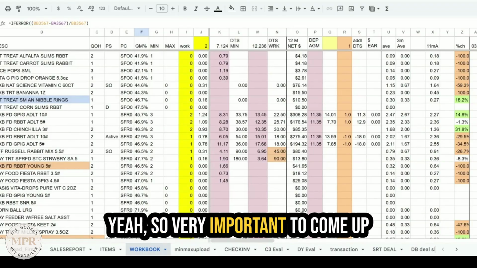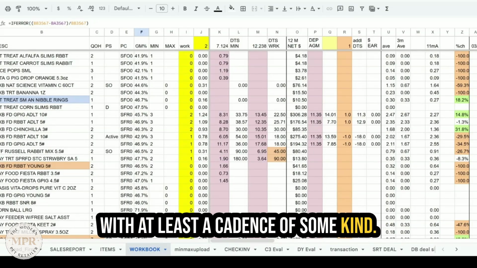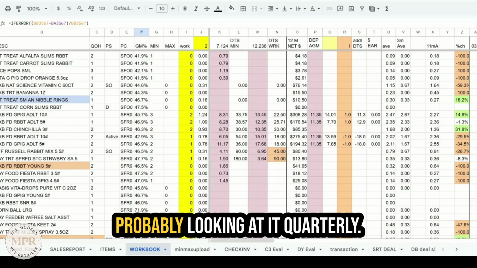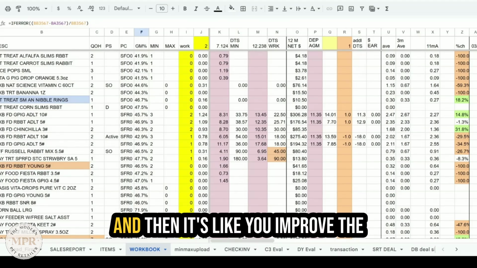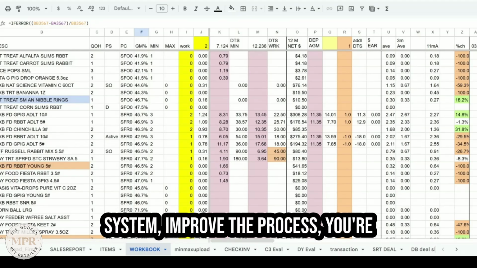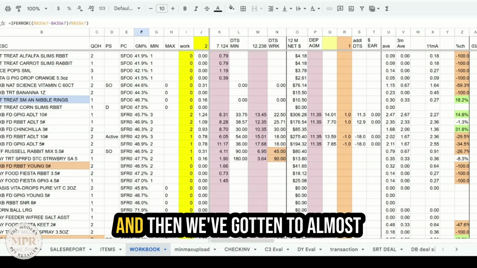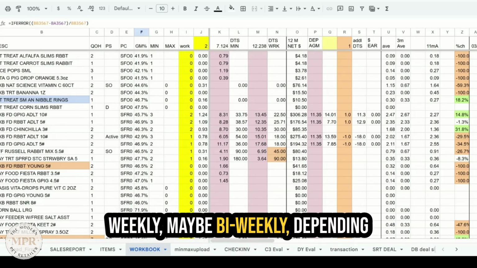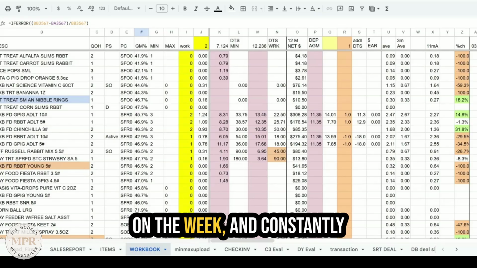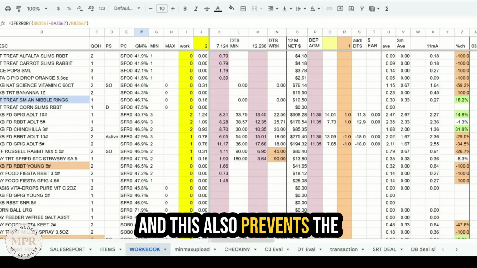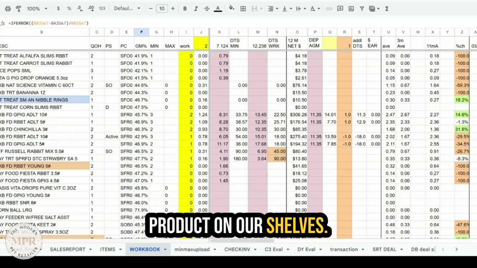Yeah, so it's very important to come up with at least a cadence of some kind. I think when we first started looking at data this way, we were probably looking at it quarterly. Then you improve the system, improve the process, and you're looking at it monthly, and then you improve it again. And we've gotten to almost weekly, maybe bi-weekly depending on the week, constantly improving our inventory. And this also prevents us from having expired product on our shelves.